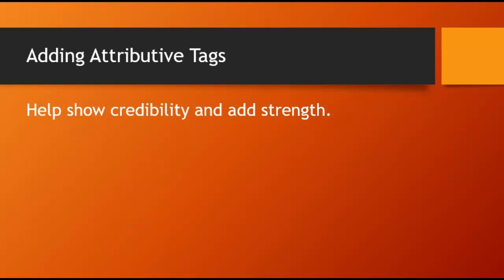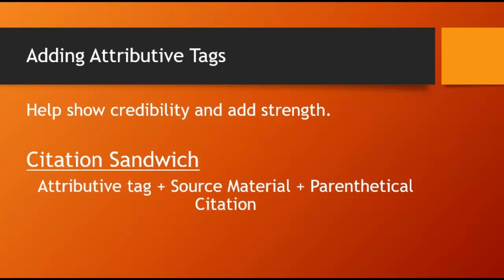Adding attributive tags to your piece helps in two ways. First, it clearly distinguishes your source's work from yours. Second, it provides the author's credentials that show that the source you're using is credible and worth citing. It adds strength to your piece by showing that your piece is supported by reputable experts. Practice adding a citation sandwich.